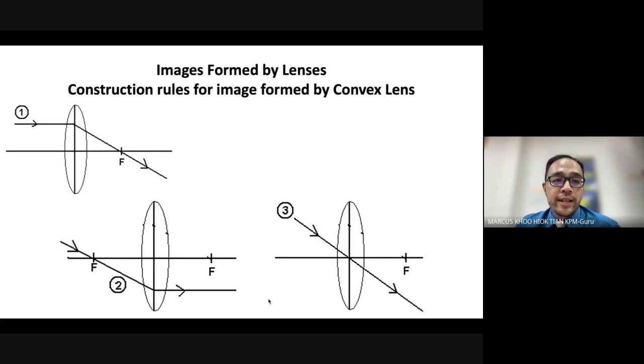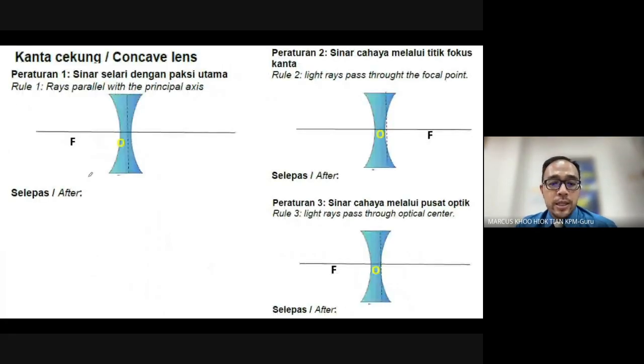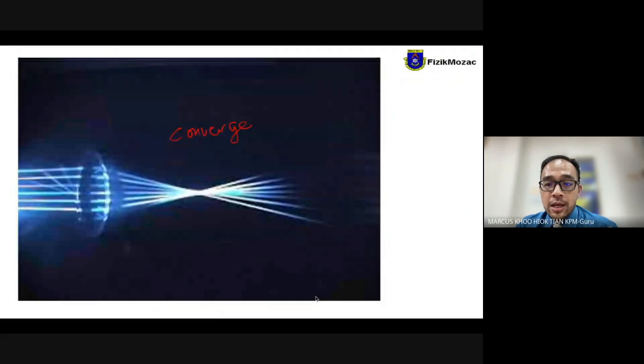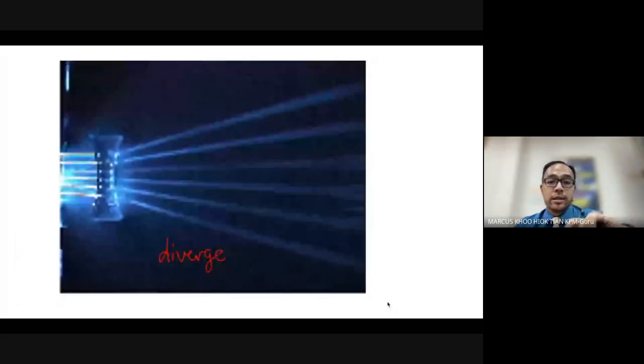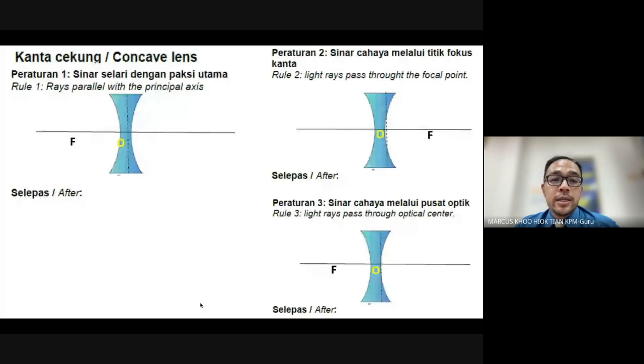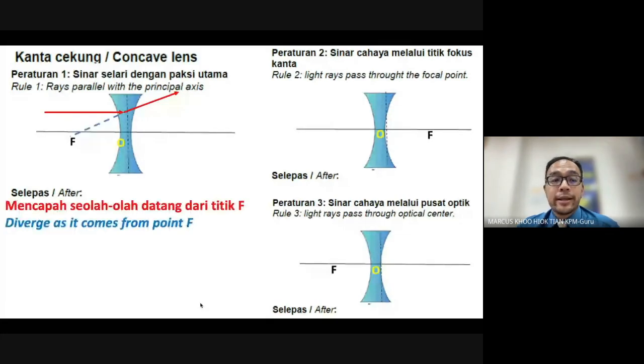Whereas for the concave lens, remember as we said just now, it is not a converging lens. It is a diverging lens. Diverging lens means the light will spread out, so we have to give it a slightly different drawing. The first rule is parallel and diverge, but the diverging ray appears to come from F. So it is the reverse of the convex. Just now, convex was parallel and then straight to F, but here it is parallel, then diverge, centered on F.